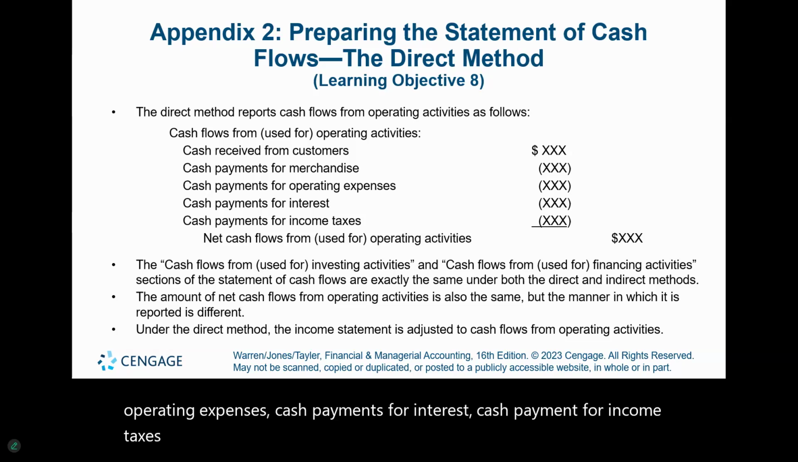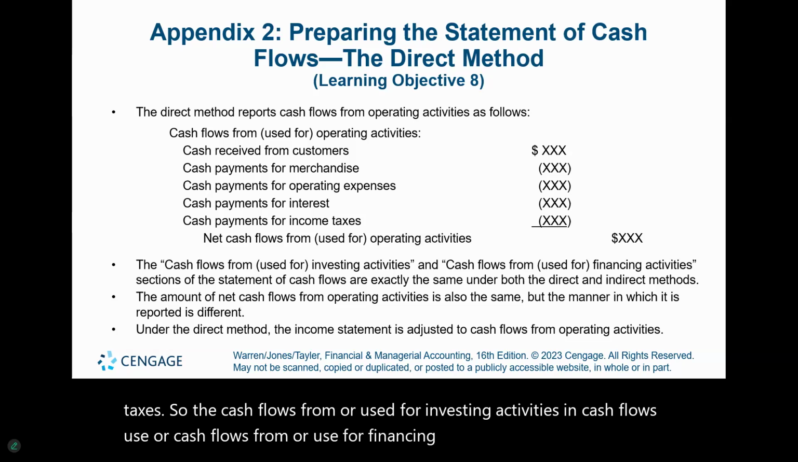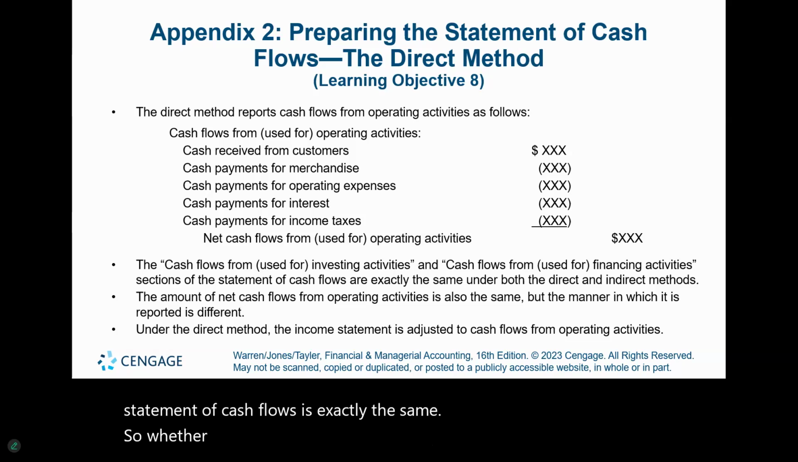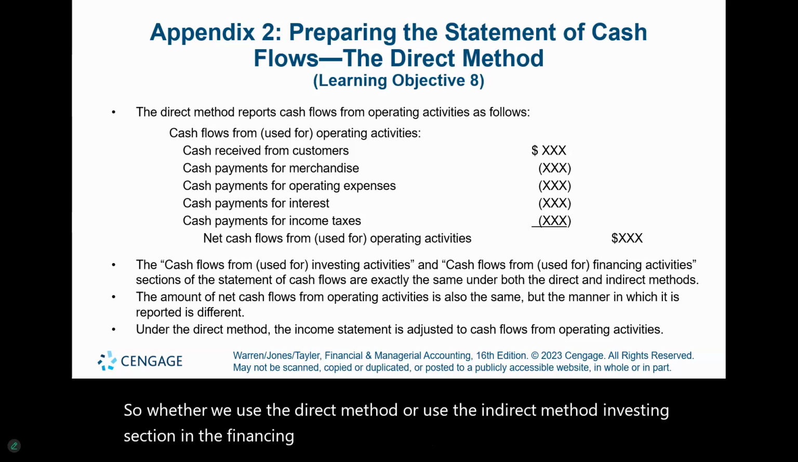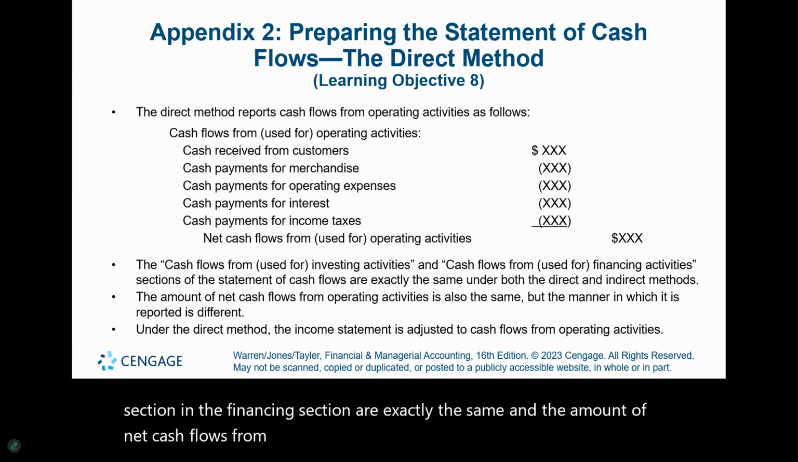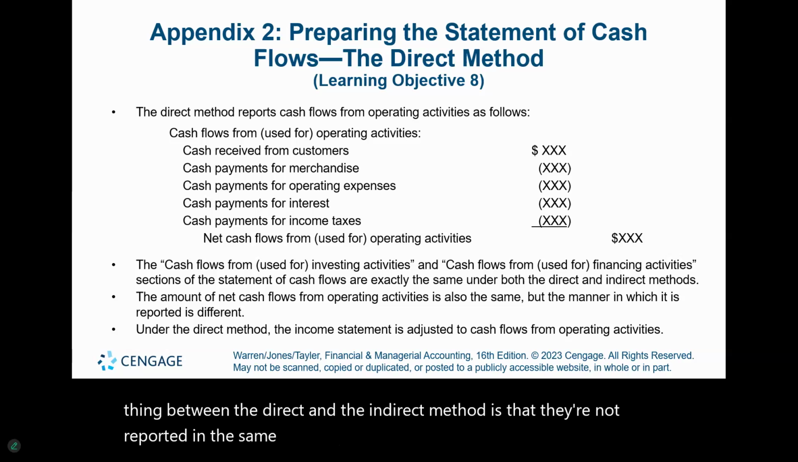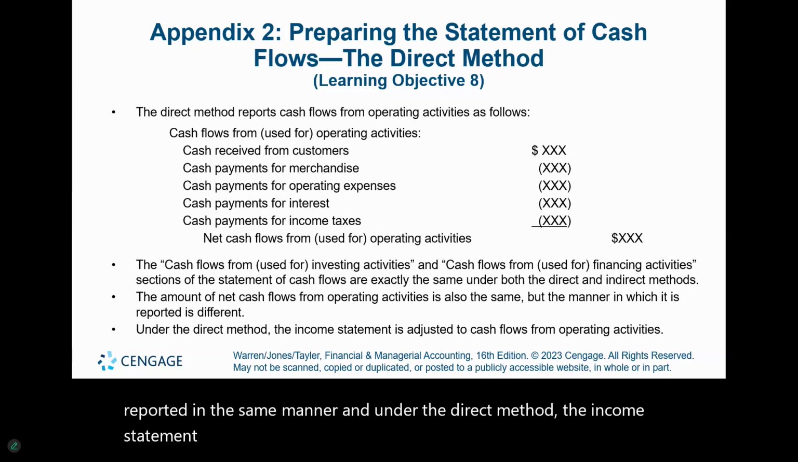So the cash flows from or used for investing activities and cash flows from or used for financing activities sections of the statement of cash flows are exactly the same. Whether we use the direct method or the indirect method, the investing section and the financing section are exactly the same. The amount of net cash flows from operating activities is also the same, but the key thing between the direct and the indirect method is that they're not reported in the same manner. Under the direct method, the income statement is adjusted to cash flows from operating activities.